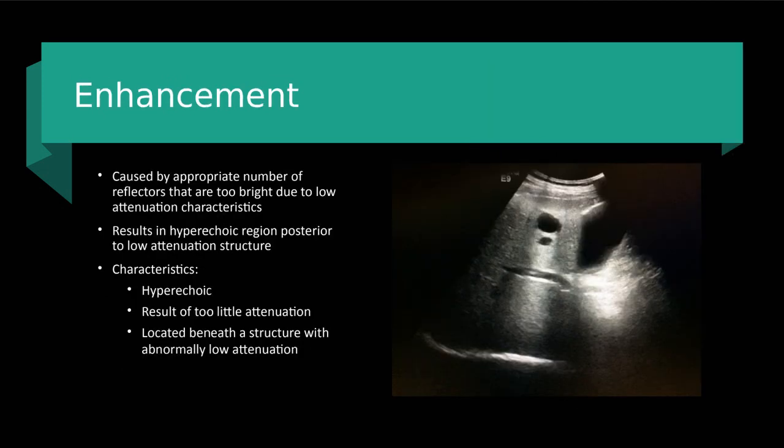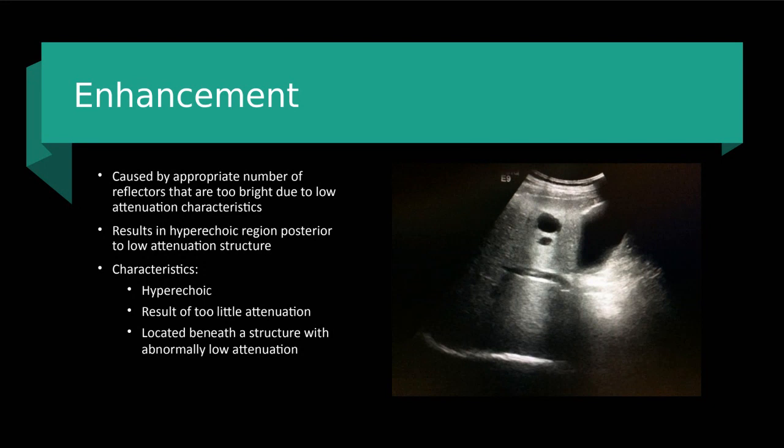Next, we have enhancement. So again, we've learned all about this. This is going to be caused by the inappropriate number of reflectors that are too bright due to low attenuation characteristics. So basically, our sound wave is not being attenuated enough as it's traveling through these. So these are going to be posterior to our cysts, posterior to our gallbladder. We know that sound travels faster through fluid, so we're going to get that enhancement posterior to a tissue that sound travels easiest or easier through.